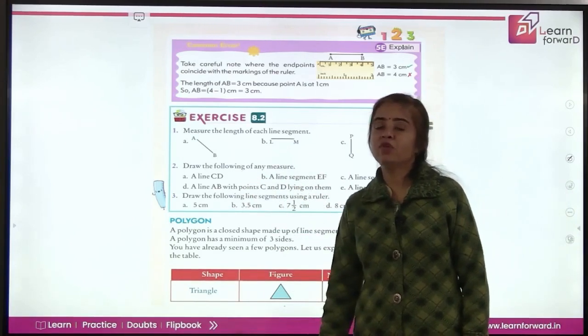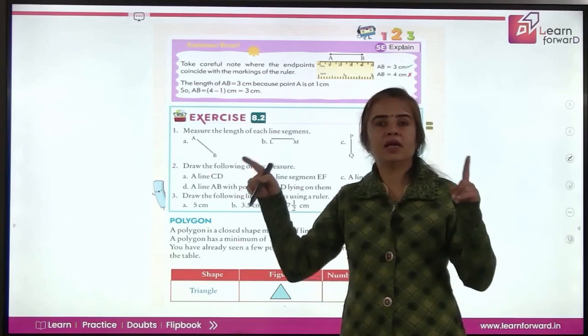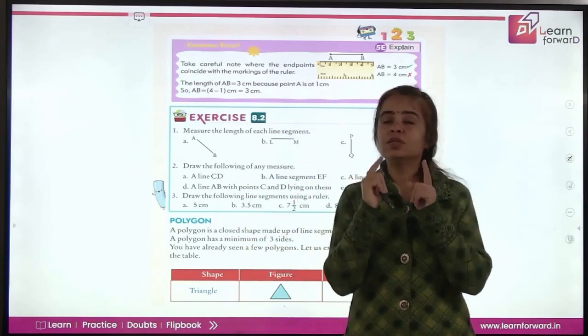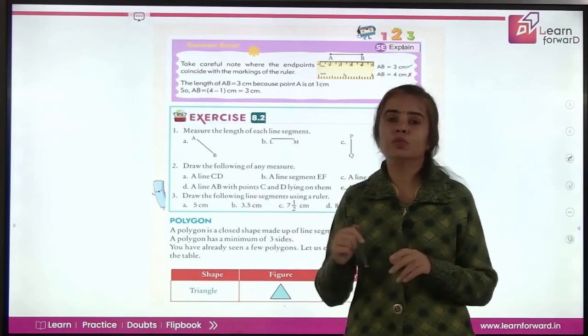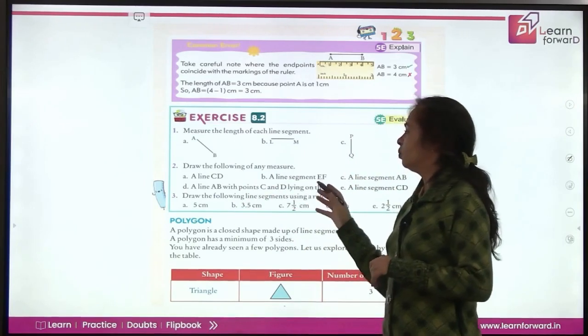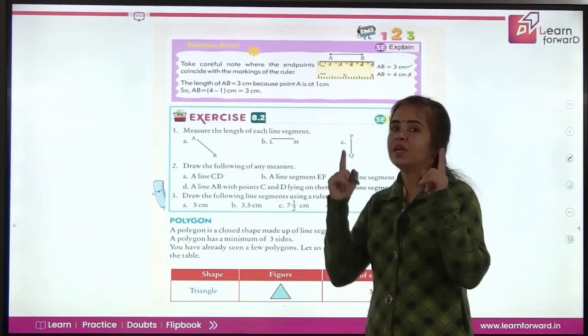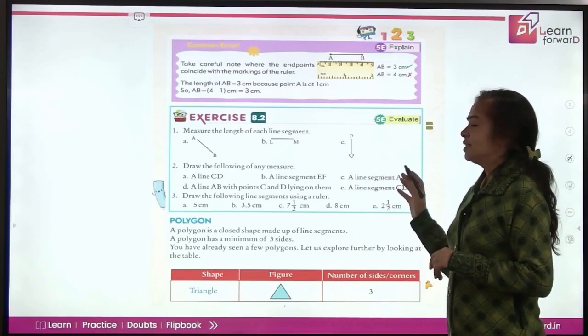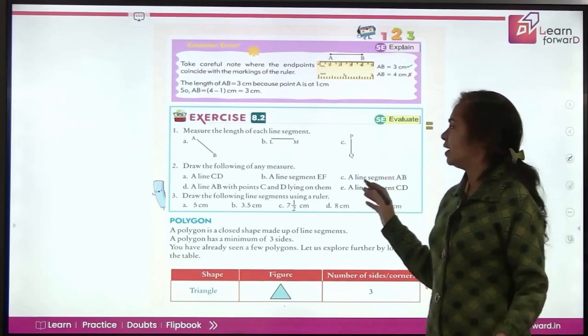So in line, what you will make sure? Just draw a line, make 2 arrows, mark C and D, that's it. Those 2 arrows will show that it is a line. It will go endlessly in both the directions. But when you have to make a line segment EF, then it should be 2 points, not the arrows. A line segment AB again of any length of your choice.